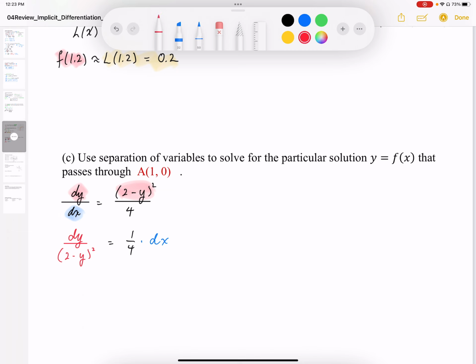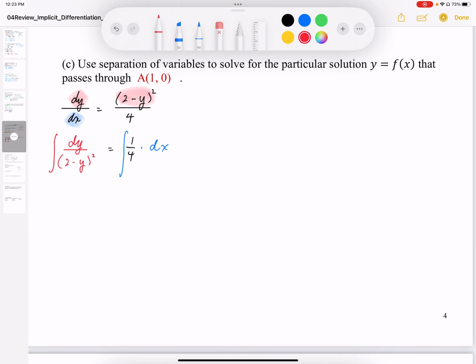Okay, so then we integrate both sides of this. We separate, we integrate. On the left-hand side, this is power rule. So we start with power -2, we end up with power -1. So we end up with (2 minus y) to the power -1, so it ends up with that 2 minus y in the denominator. We have to account for that negative power with a -1, but because we have a negative coefficient on the y, we have to account for that as well, and that will make that positive 1.